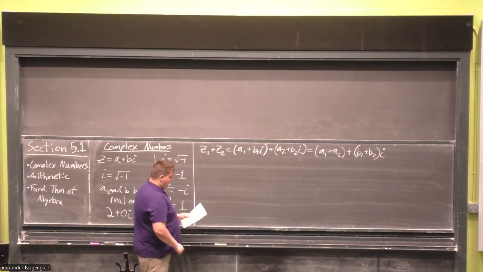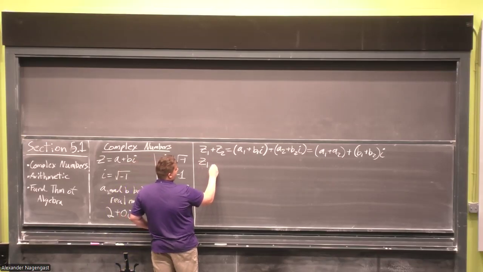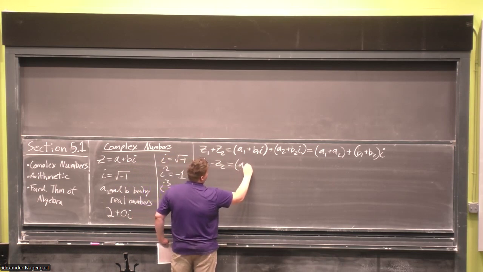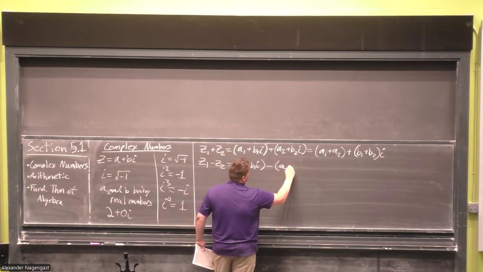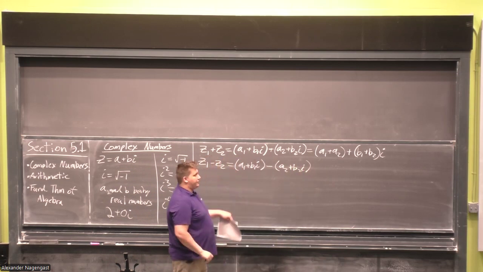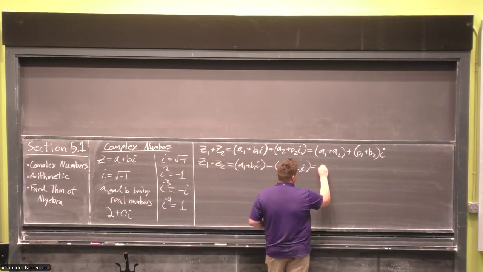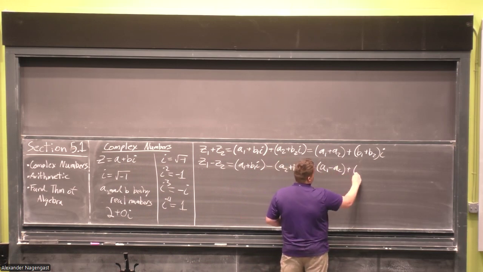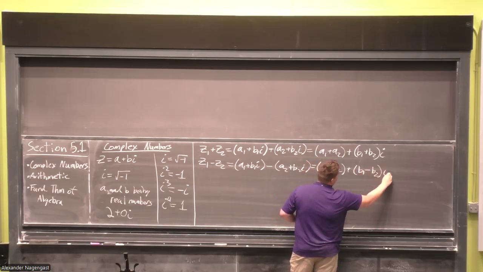And we can do the exact same with subtraction. If we have z1 minus z2, we'll have a1 plus b1i minus a2 plus b2i. And that's our quantity, so we have to distribute the negative and then combine all the real parts and the imaginary parts to get a1 minus a2. And we're going to add the quantity of b1 minus b2, all of that times i.